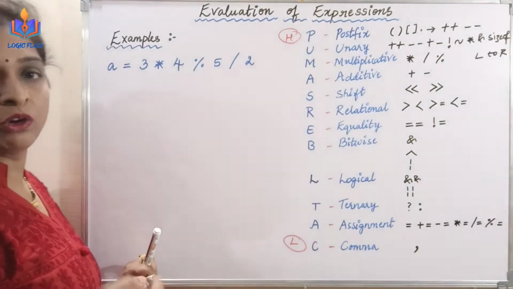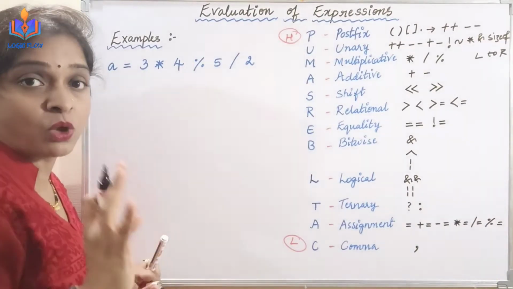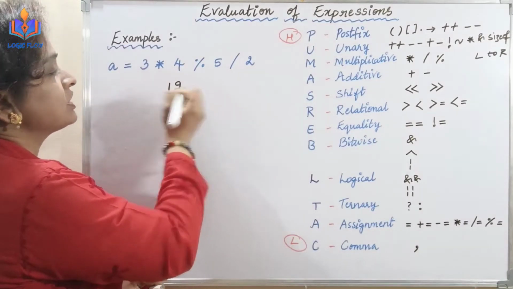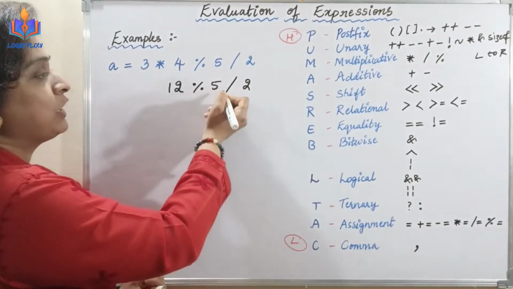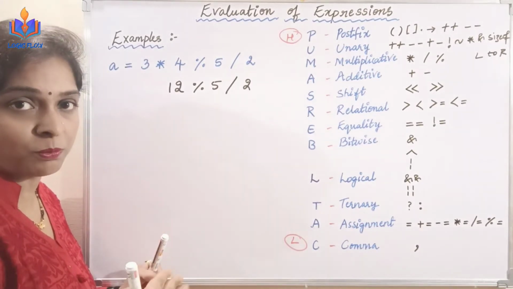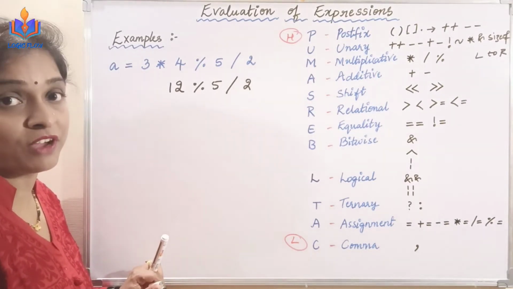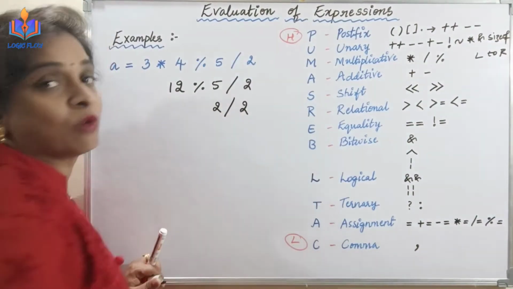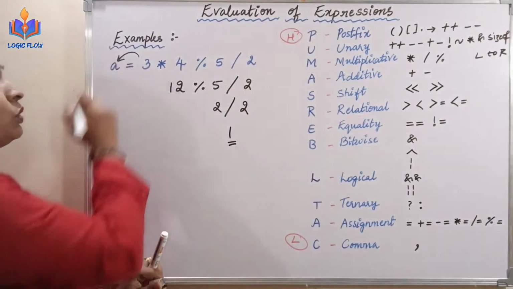So let us see how to evaluate this expression. All three operators have the same level of precedence, so we evaluate from left to right. First I perform 3 * 4, which is 12, then 12 % 5 / 2. Modulus returns the remainder, so 12 divided by 5, what will be the remainder? It is 2. Then 2 divided by 2, what will be the quotient? It is 1. So 1 will be the answer that will be stored in a.